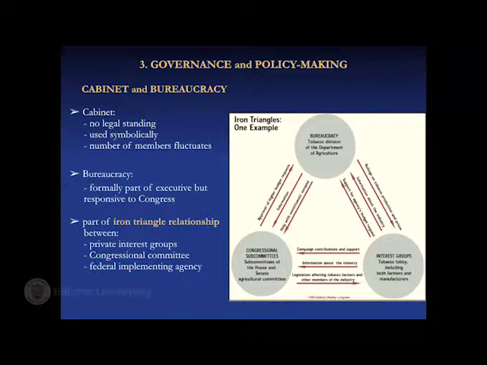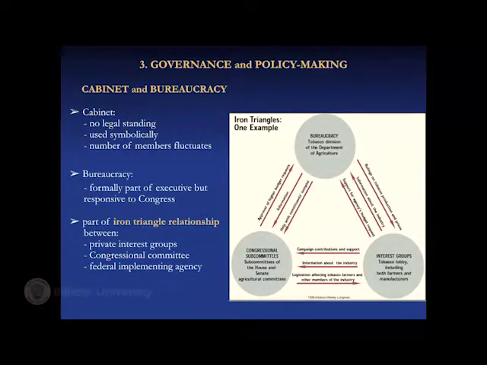We've got interest groups seeking special treatment from the bureaucracy, and they try to lobby the Congress so that their bills and proposals take effect in terms of legislation or administrative decisions. So legal decisions or administrative decisions.